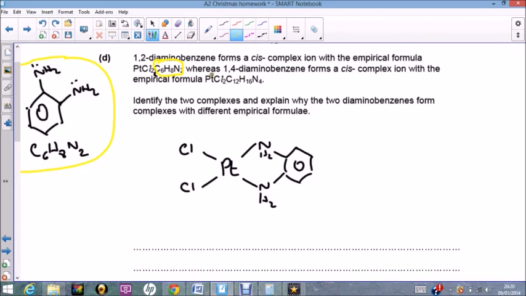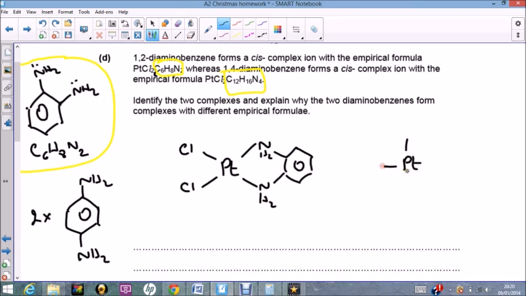And then if we look at the second complex, we can see that that is equal to 2 of these. But it's talking about 1,4-diaminobenzene, so that's going to be benzene again, position 1, 2, 3, 4, 2 NH2s. Okay, so in the second complex we're going to have 2 of these. So there is square planar again.